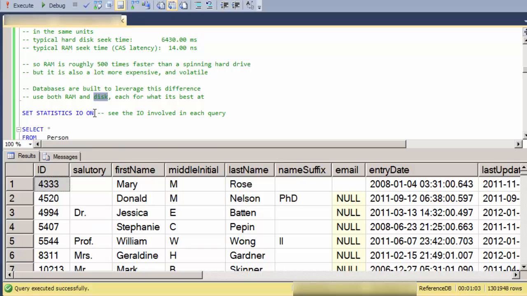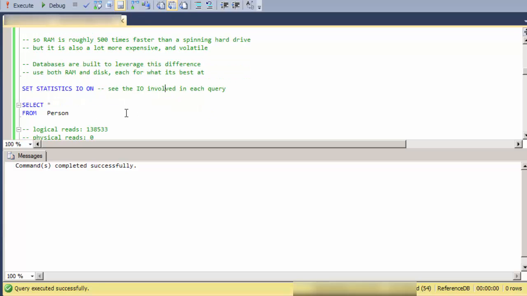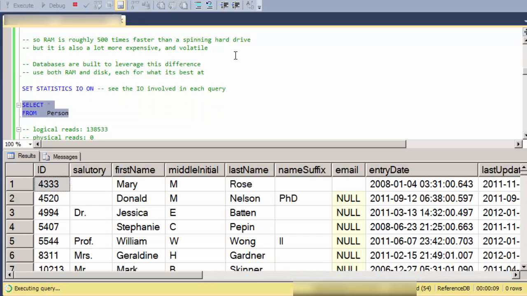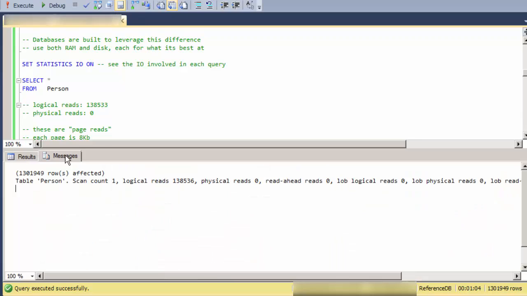So to look at it in more detail, what's going on, I'm going to set statistics I/O on for SQL Server. And what that's going to let me do is look at the I/O involved in each query. And I'll go ahead and run this and let it spin. So we see again that this took roughly a minute to come back. I got my 1.3 million rows. But what I also get in the messages is this, and this is what the statistics do for me: I see reads, and these are page reads that the database had to do to satisfy this query.